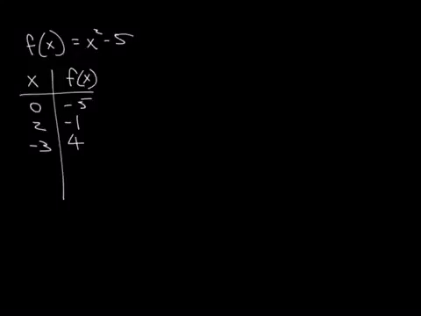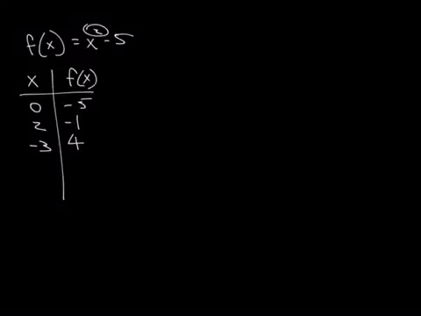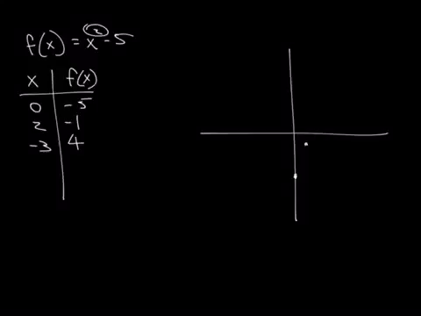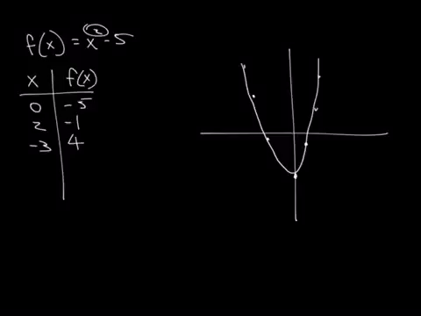Because this is squared, I know it's not going to be a straight line. It's a quadratic equation. So I'm going to have to get a list of half a dozen numbers there, and then I'm going to draw my graph and then graph each one of those points. 0, negative 5, 2, negative 1, negative 3, 4, and I just go ahead and graph all these numbers, and then I get a graph that looks just like that.